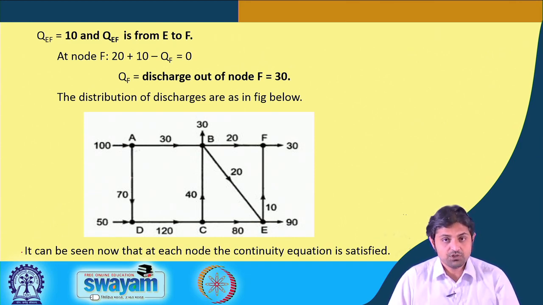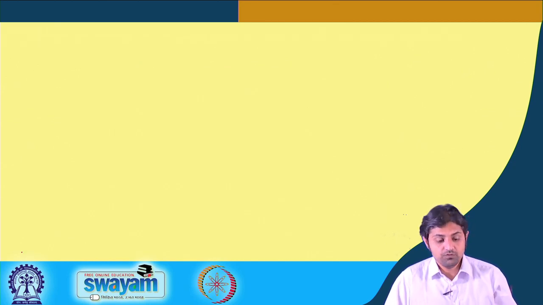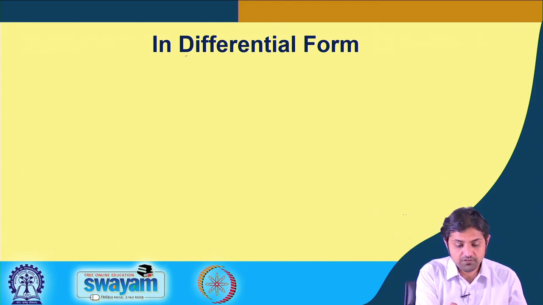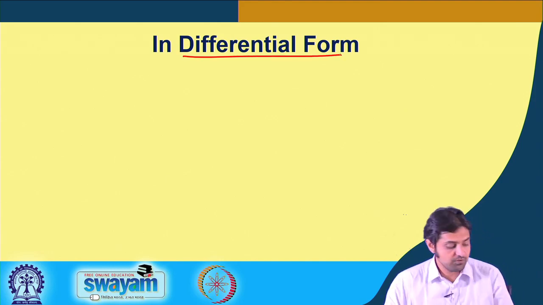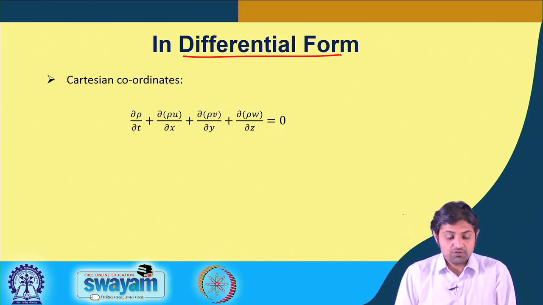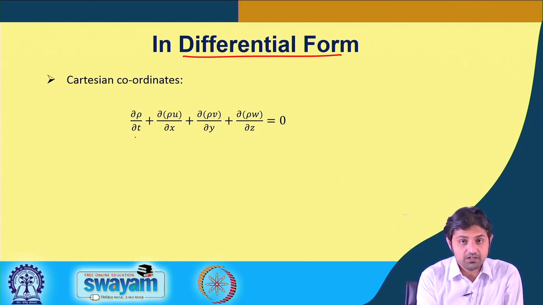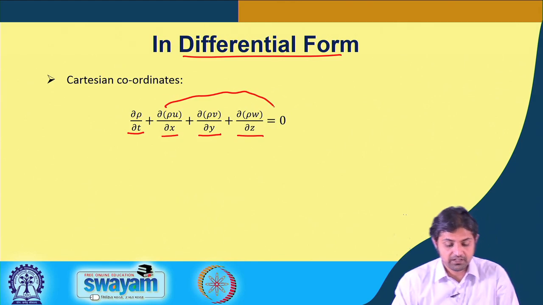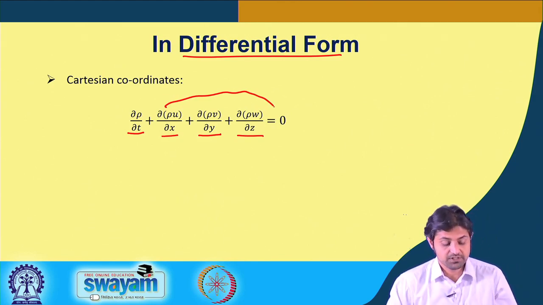We have seen the equation of continuity A1 V1 is equal to A2 V2. Now we need to also see it in a differential form. This is the most famous form of the continuity equation. In Cartesian coordinates, the equation of continuity is written as del rho by del t plus del rho u by del x plus del rho v by del y plus del rho w by del z. These are the convective terms.